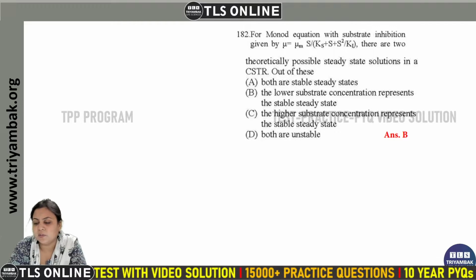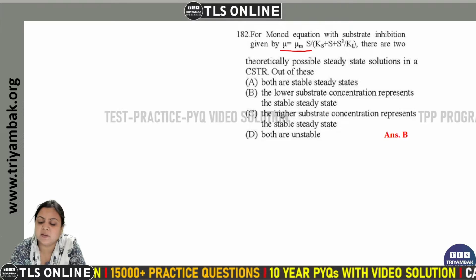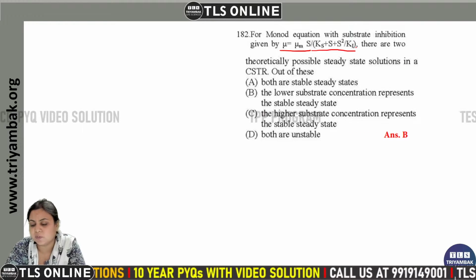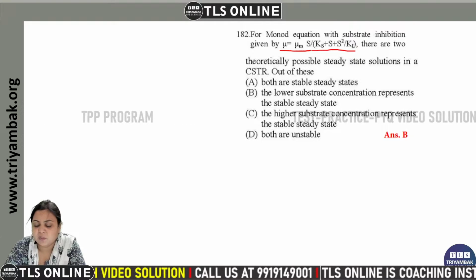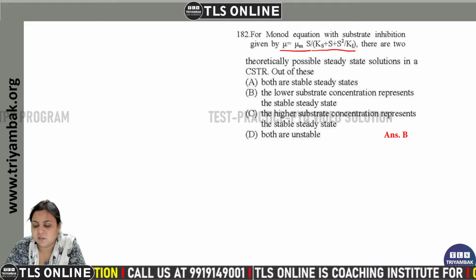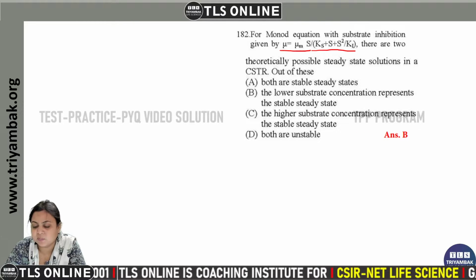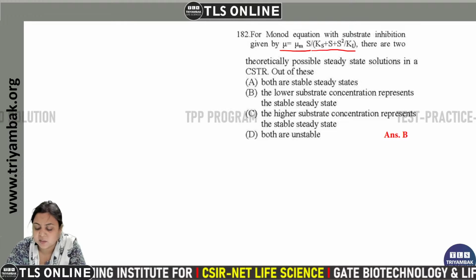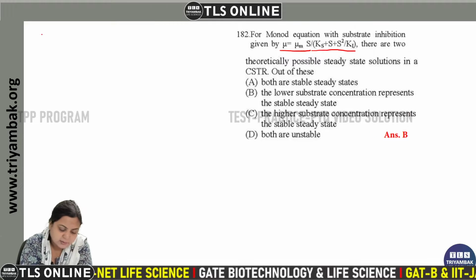For the Monod equation with substrate inhibition, given by mu is equal to mu_m s divided by Ks plus s square by Ki, there are two theoretically possible steady state solutions in a CSTR. Out of these, both are stable steady states, or the lower substrate concentration represents the stable steady state, the higher substrate concentration represents the stable steady state, या फिर both are unstable.